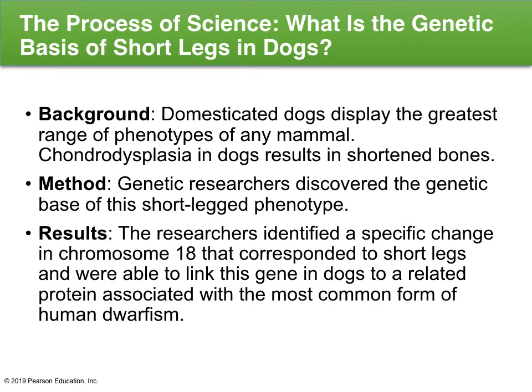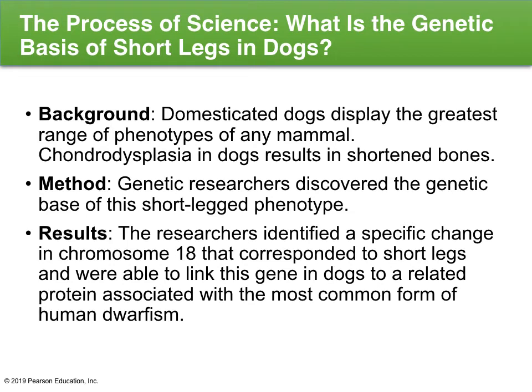So, short legs in dogs, right? For some reason, we like to have dogs with short, little tiny legs. Domesticated dogs show a ridiculous range of phenotypes, right? And one thing that you see is chondrodysplasia in dogs, and that results in shortened bones. So it's another thing that affects the length of the long bones. So genetic researchers are like, okay, let's see how this works.